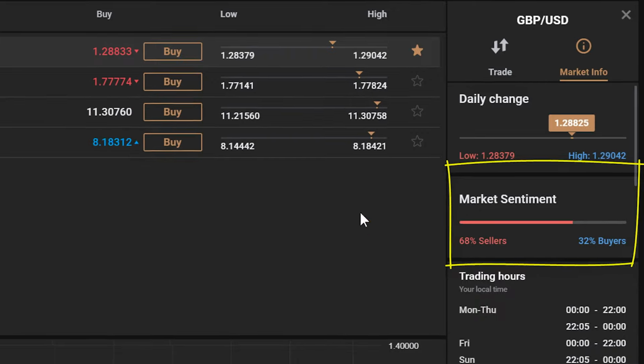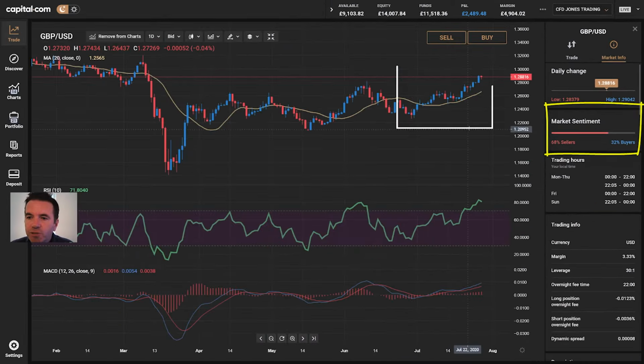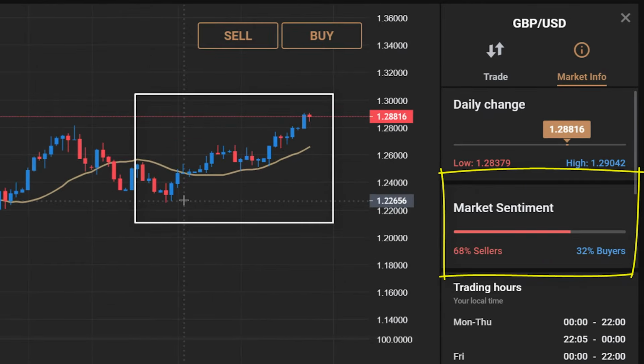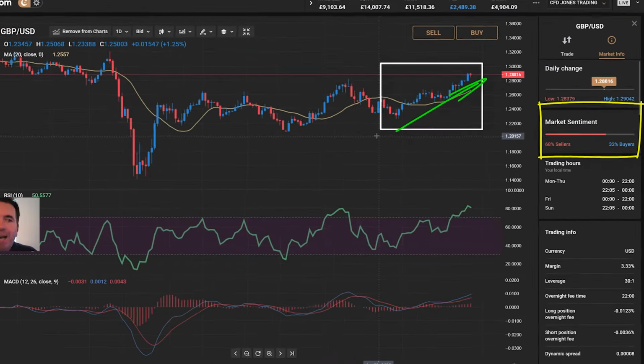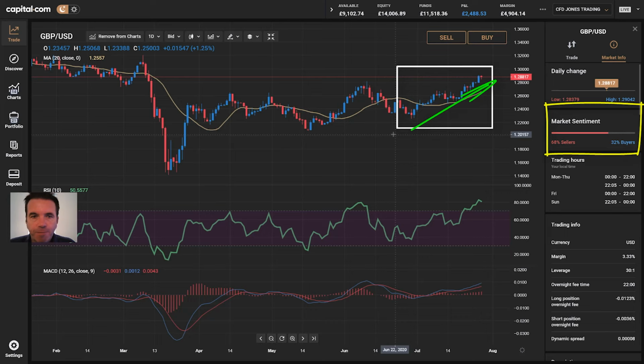If I maximize the chart, from late June through to where we are now, the pound has risen by about 600 points. So we've seen a decent rise. But look at that market sentiment. At the moment, the majority, almost 70% of our clients who've got a position are short the pound. So they're perhaps feeling the pain a little bit if those short positions have been running for a while. And I think there's a lot we can take from that.